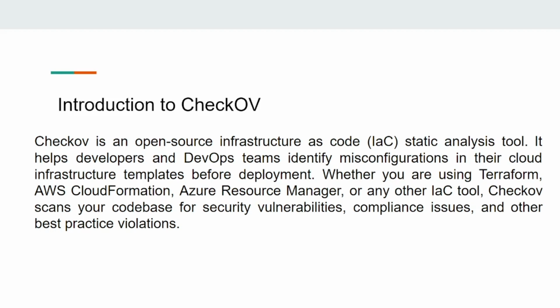In that case, CheckOV comes in. What does CheckOV do? It will analyze your static code, IaC code, infrastructure as code, and it will show you the misconfiguration in your code. It will scan the code for vulnerabilities and show you this part is missing that you have to fix. CheckOV is an open source tool by BHQ, and its parent company is Prisma Cloud.